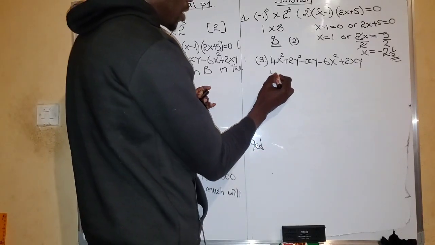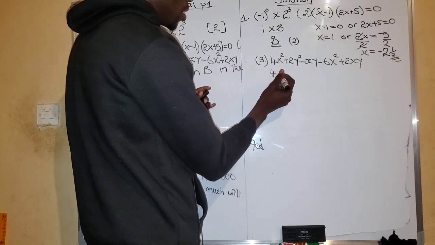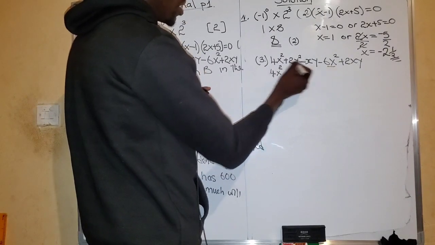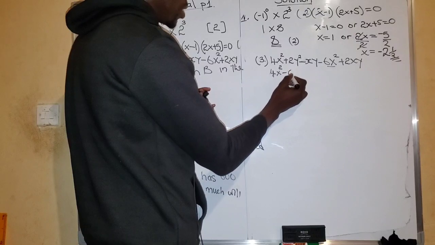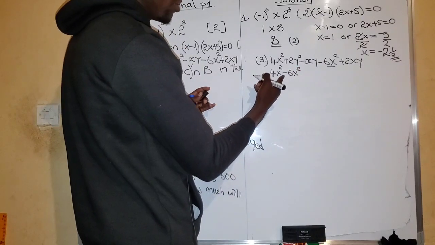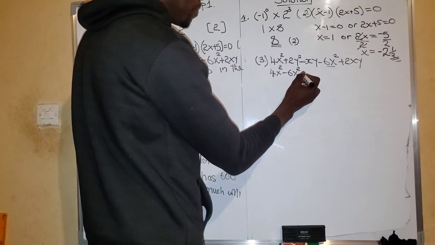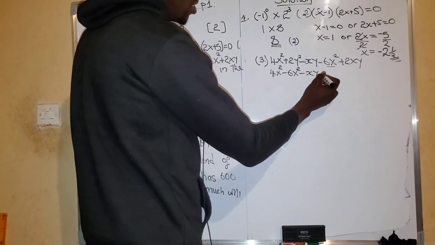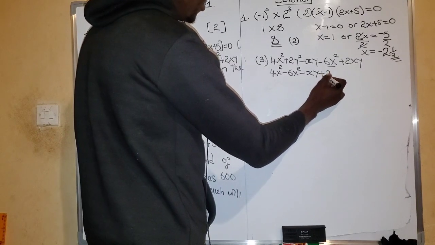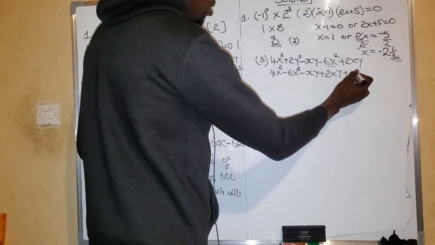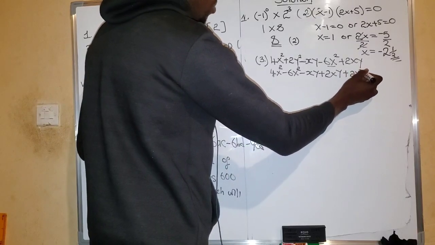So we are going to have 4x squared. This one and this one are like terms, so it becomes negative 6x squared. Remember, the sign should not change because it has not crossed the equal sign. Minus xy plus 2xy plus 2y squared.